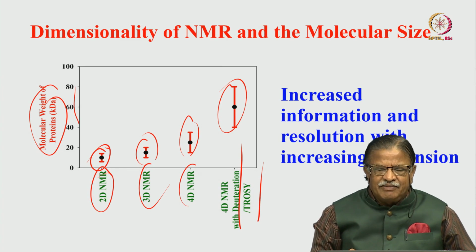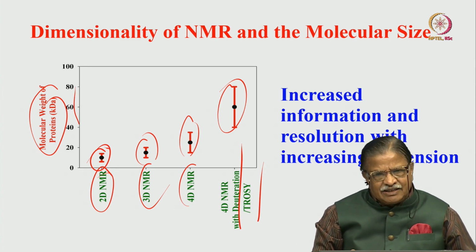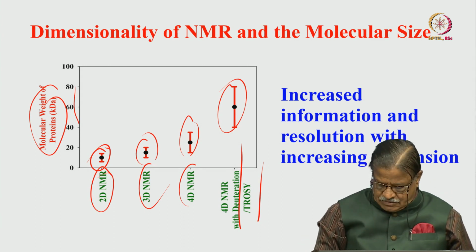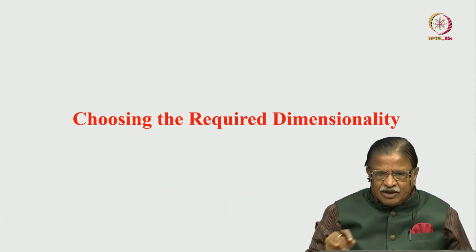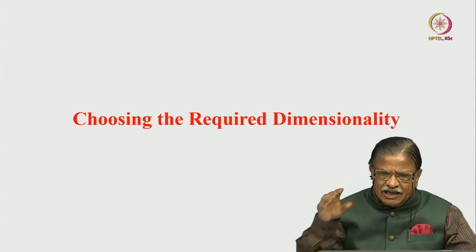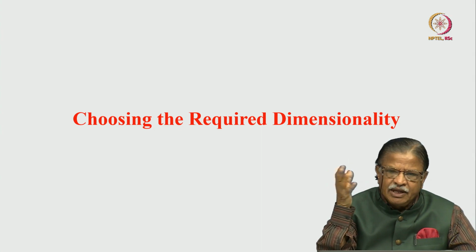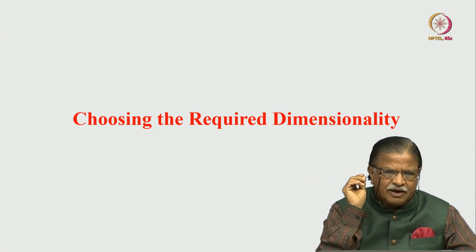So increased information will be there when you have increased dimension because of increased resolution. That I am going to explain. So how do you choose the required dimensionality for any given molecule, etc.? We will discuss in the next class. Right now, since the time is getting over, I don't want to continue further.